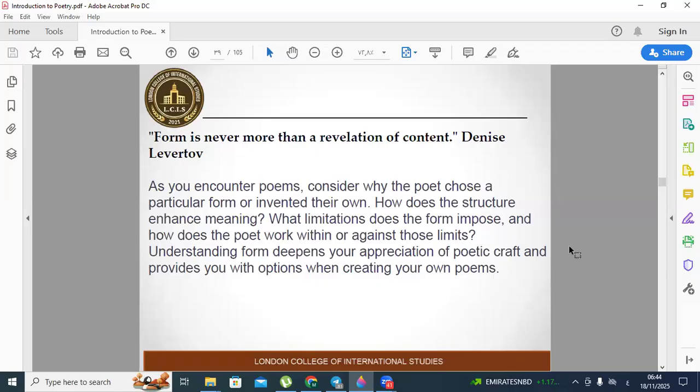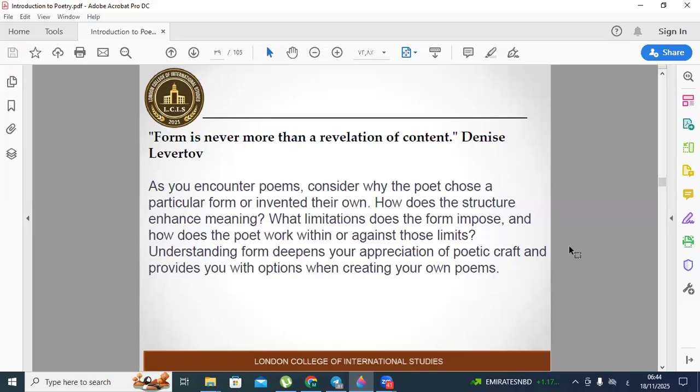As you encounter poems, consider why the poet chose a particular form or invented their own. How does the structure enhance meaning? What limitations does the form impose? And how does the poet work within or against those limits?